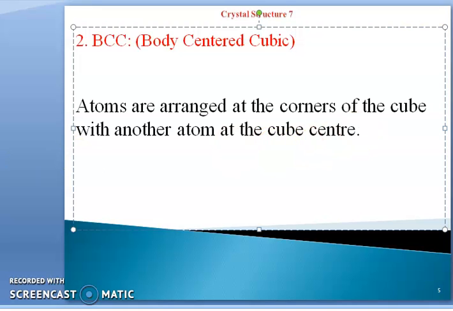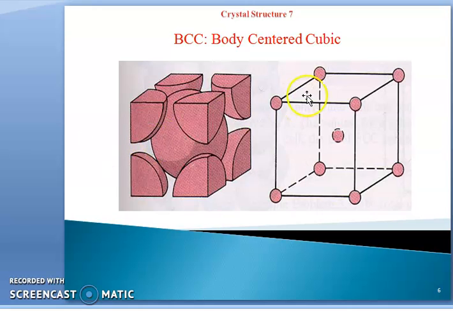See here, I will show you the figure. Here atoms are arranged at the corner, and one atom is arranged at the center of the cube, remember, not on each face like the previous case. It is arranged at the center. You see here, search the center here. An atom is arranged at the center. This is the difference between FCC and BCC.